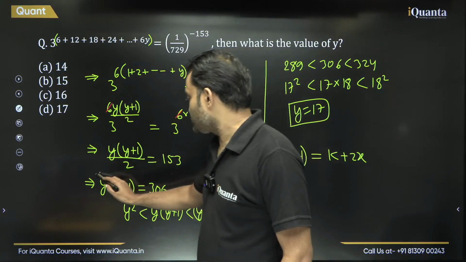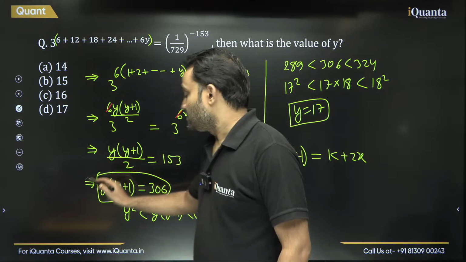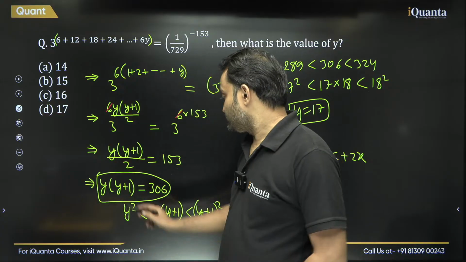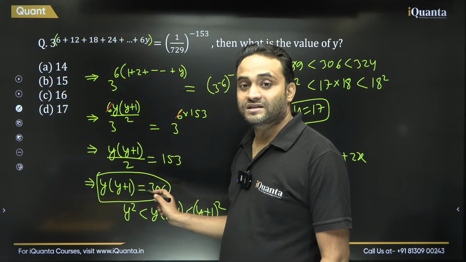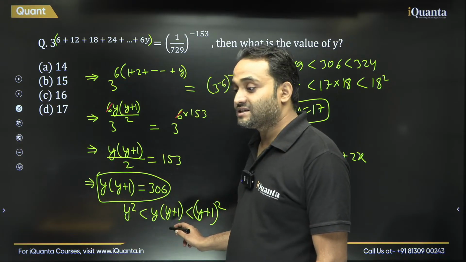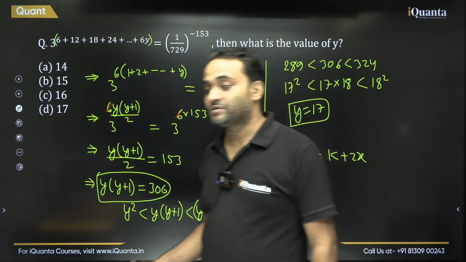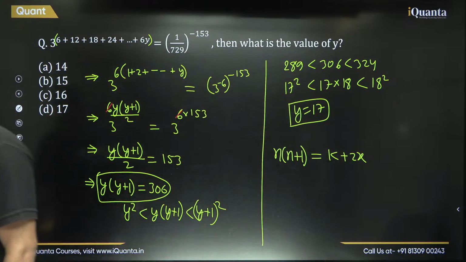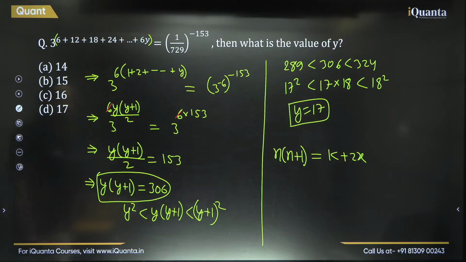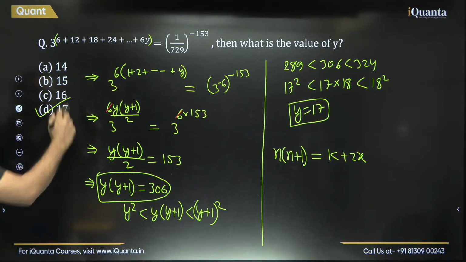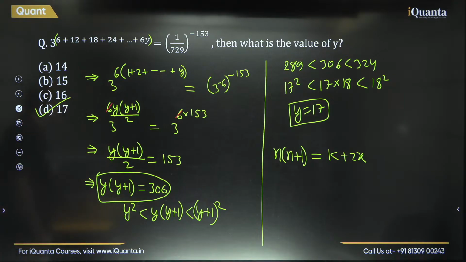Whenever you get a situation like this, instead of doing hit and trial, y into (y plus 1) is 306, y square is always less than y into (y plus 1), and it's always less than (y plus 1) whole square. Okay? So yes, y is equal to 17, option D is the correct answer. Okay guys?